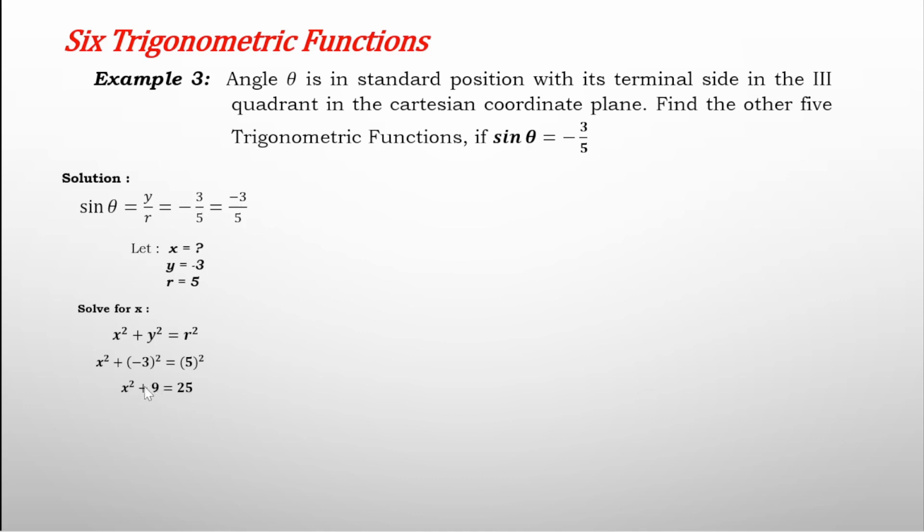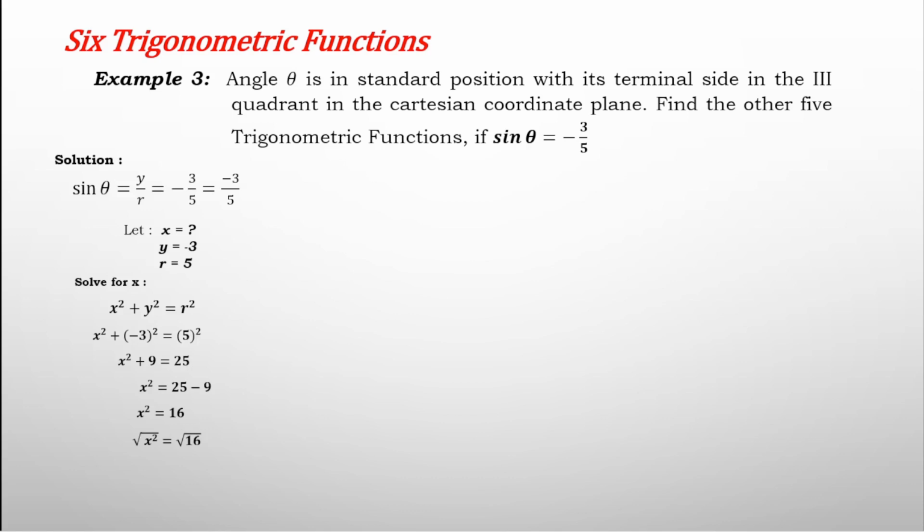So all we need to do is transpose positive 9 to the other side of the equation, and take note, when we transpose terms from one side to another side, we change the sign of the term from positive to negative or from negative to positive. So as we transpose positive 9, it becomes negative 9. So we have now x squared is equal to 25 minus 9. Subtracting 9 from 25, we have x squared is equal to 16.